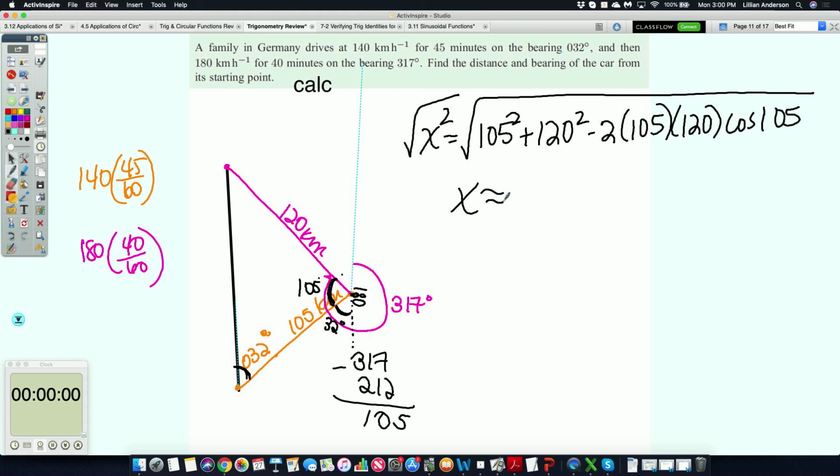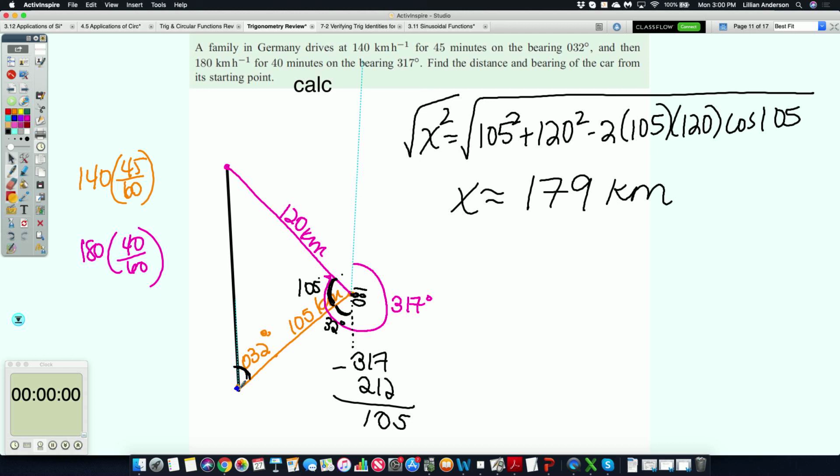What did you guys get for your distance? 179? So 179 kilometers. That's how far they've gone. Now it asks you to find the bearing of the car from the starting point. That basically means that if I originally just went straight from the starting point, which is here, to the actual end point, it's asking me to find that bearing.